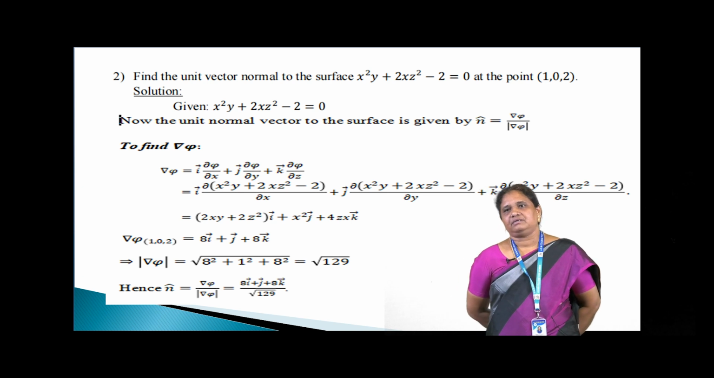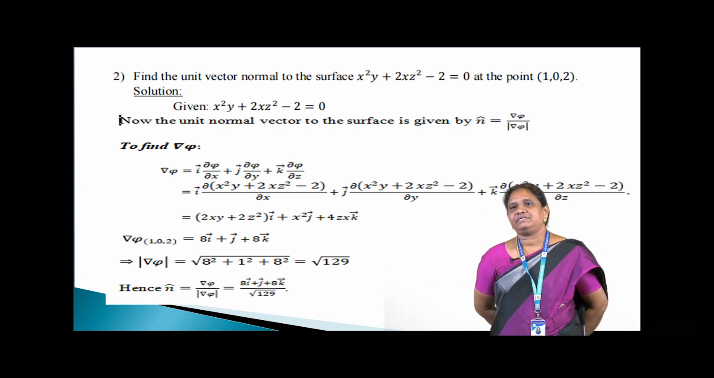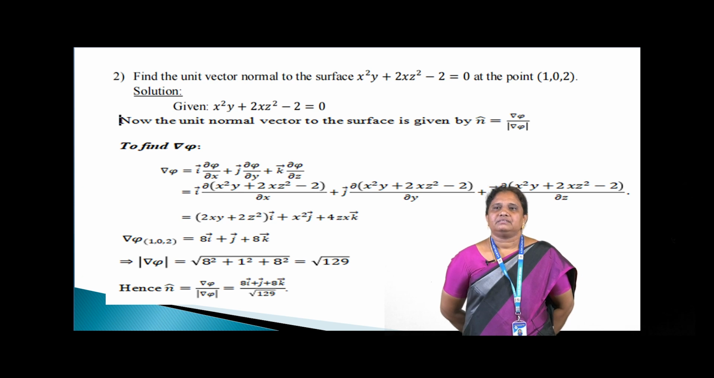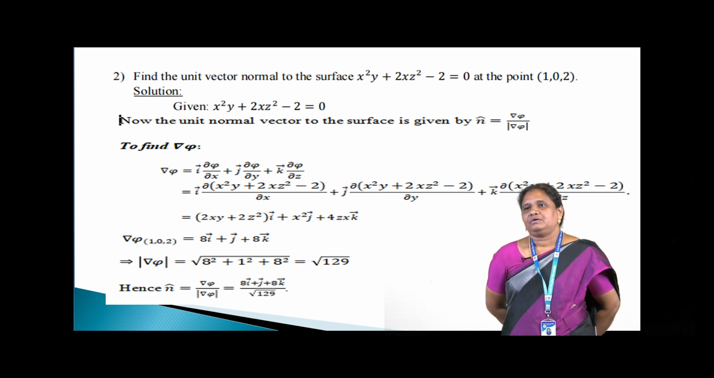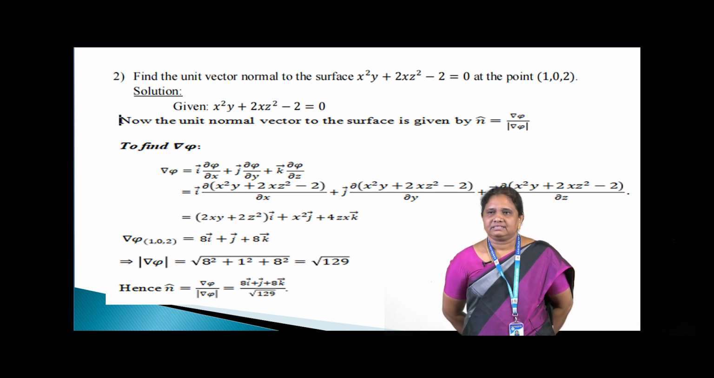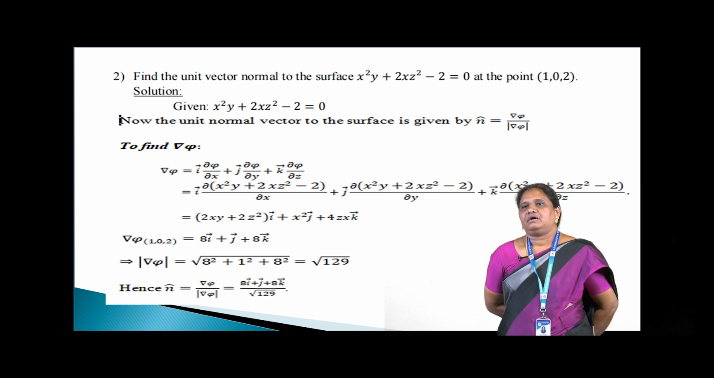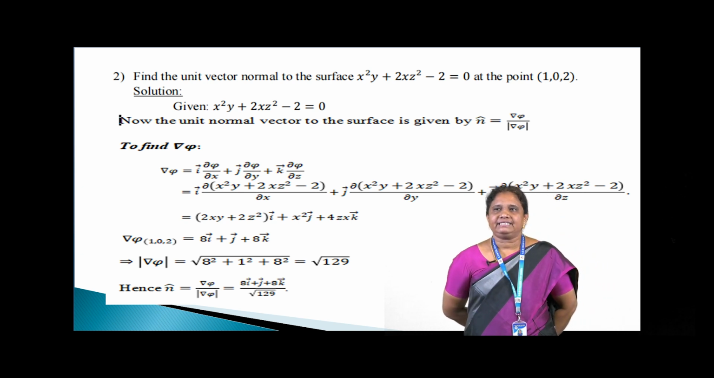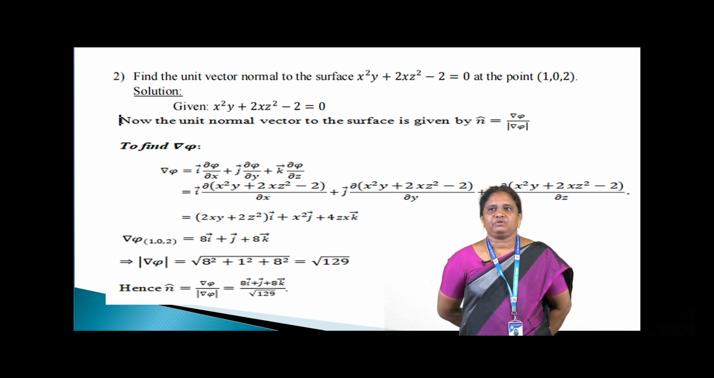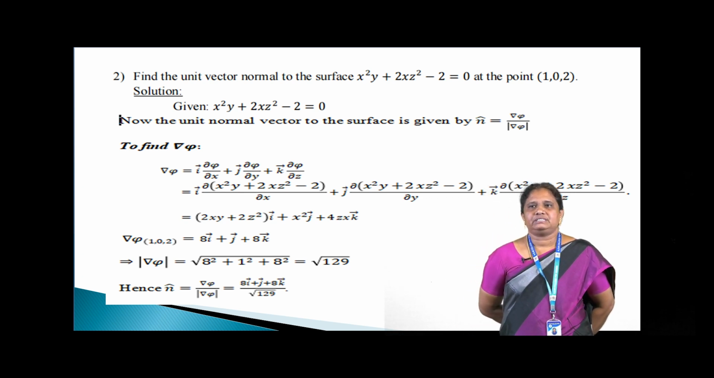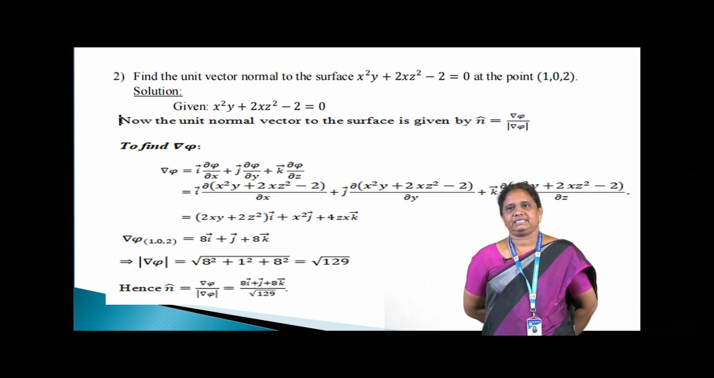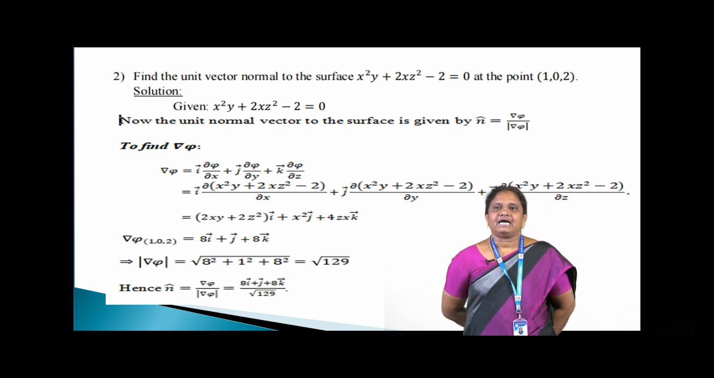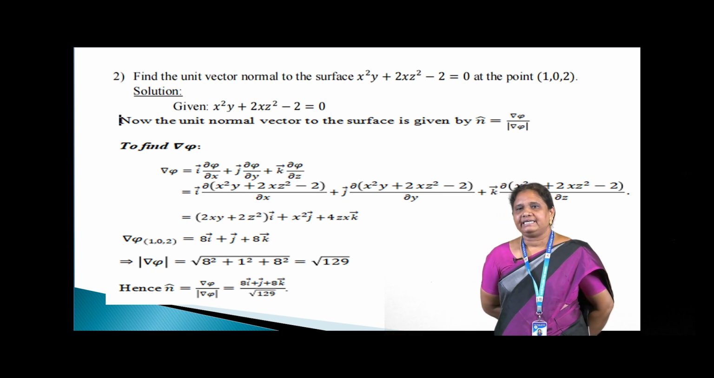in the other terms y is missing. Therefore, differentiating those terms we get 0, and the coefficient of j vector is x squared alone. And in the third term, only one term contains z. Therefore, differentiating we get 4xz times k vector. And again we have to find del phi at the point (1, 0, 2). So substitute 1 instead of x, 0 instead of y, and 2 instead of z. Substituting, we get the answer 8 i vector plus j vector plus 8 times k vector.